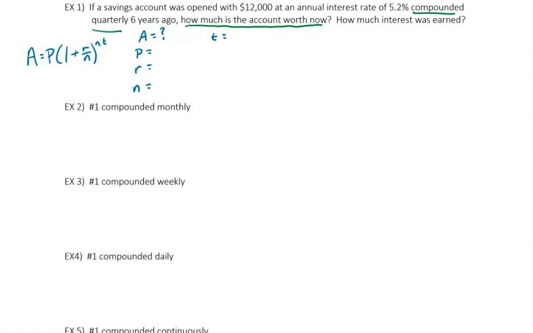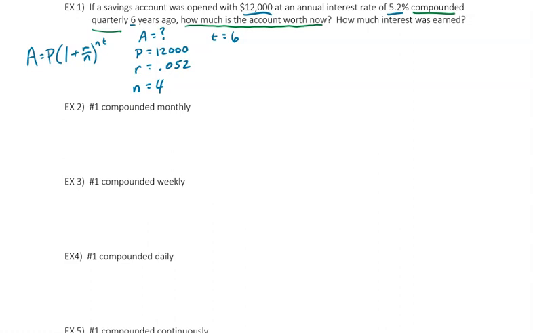P is how much we start with. That's the 12,000. R is our interest rate. It says 5.2%, so don't forget, we got to move the decimal 2 places to the left to turn it into a decimal. So it's going to be 0.052. N is based on how many times it's compounded. So it says compounded quarterly. Quarterly is 4 times a year. So N is 4. Then T is how many years. It said 6 years, so we know that's 6.